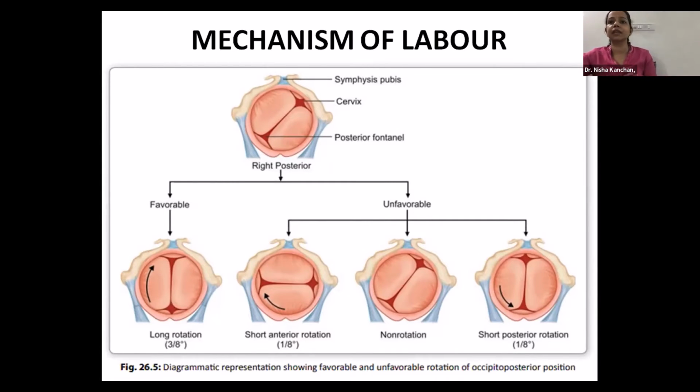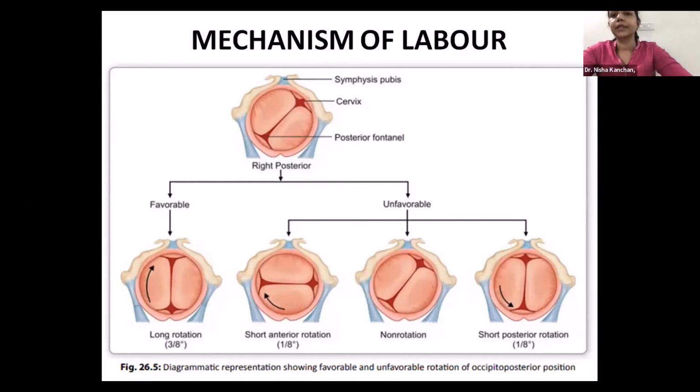If this happens, it's a very favorable outcome. This happens in about 90% of cases. In 90% of cases, the occiput will rotate 3/8 of a circle and come to lie behind the pubic symphysis. And if this happens, the rest of the labor is similar to occipito-anterior positions. Once the occiput comes to lie behind the pubic symphysis, then we do not have a problem. Labor becomes similar to any occipito-anterior position. The rest of the steps are the same.